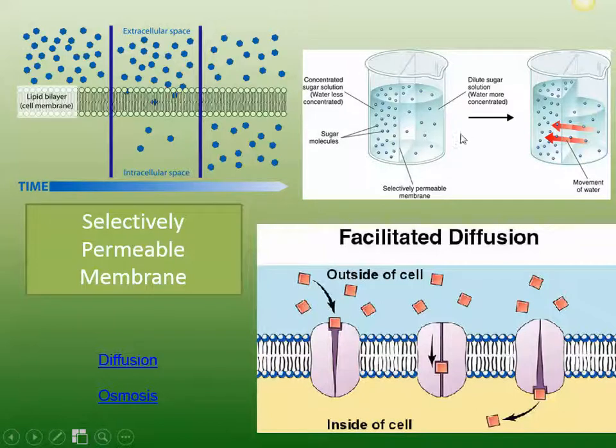So instead of the sugar particles moving, which are too big to move through, the water will move through by osmosis and try to equalize the concentration, so that the ratio of water to particles is going to be the same on both sides. And you can see here it's actually working against gravity through the forces of osmosis.